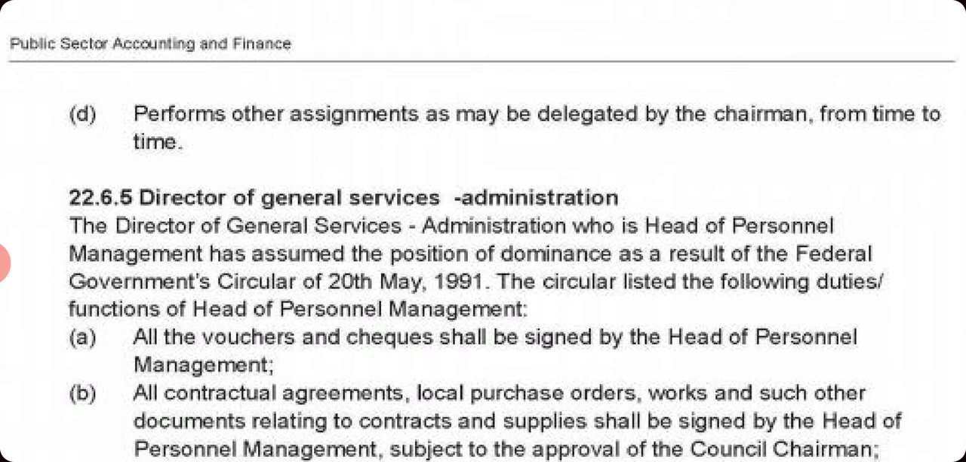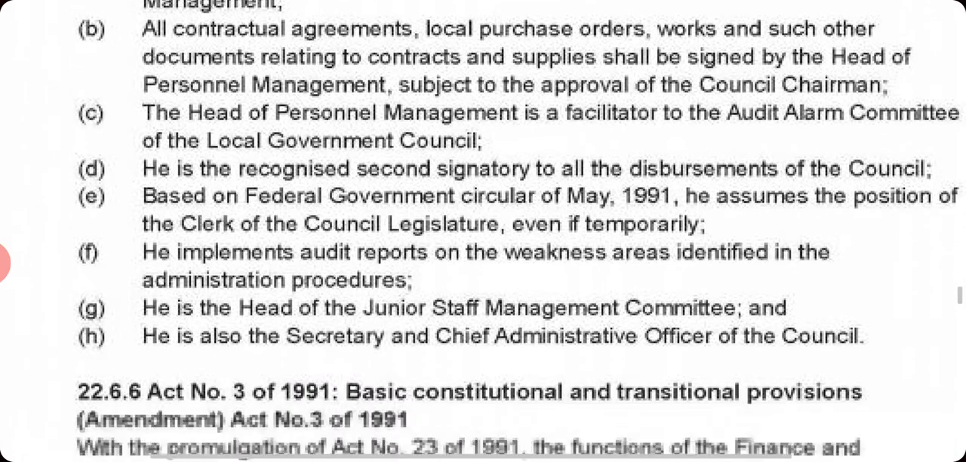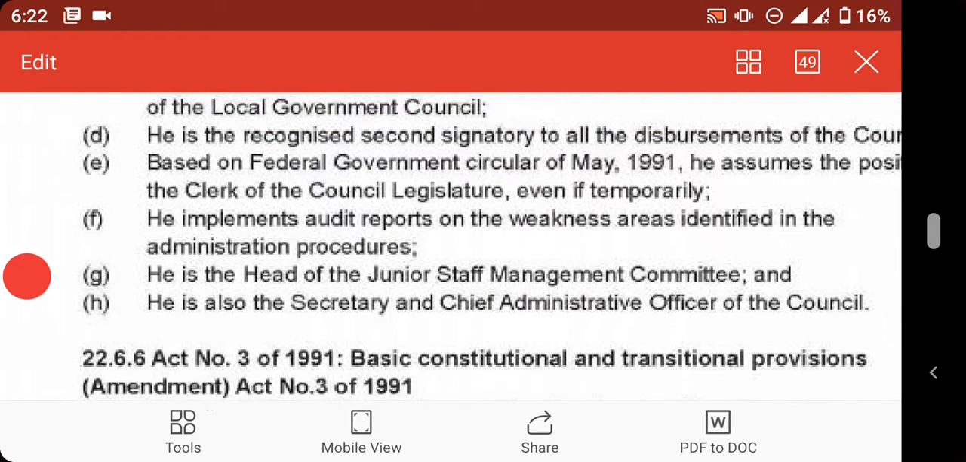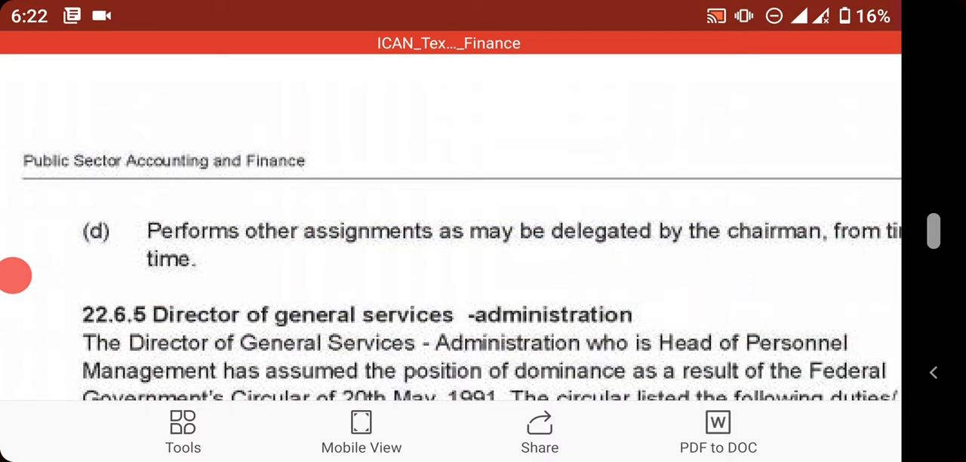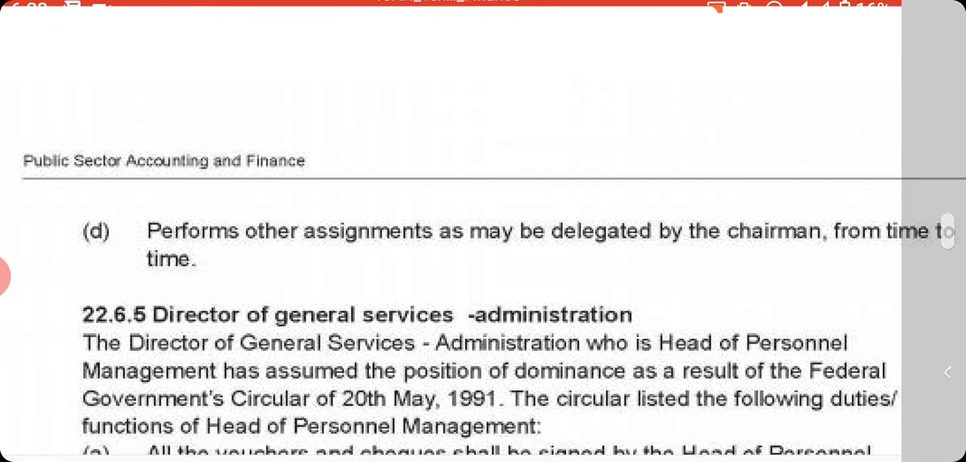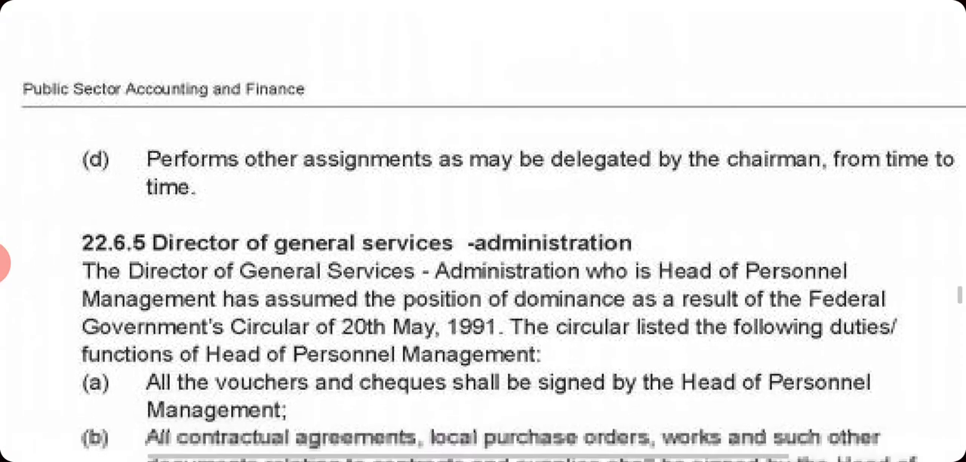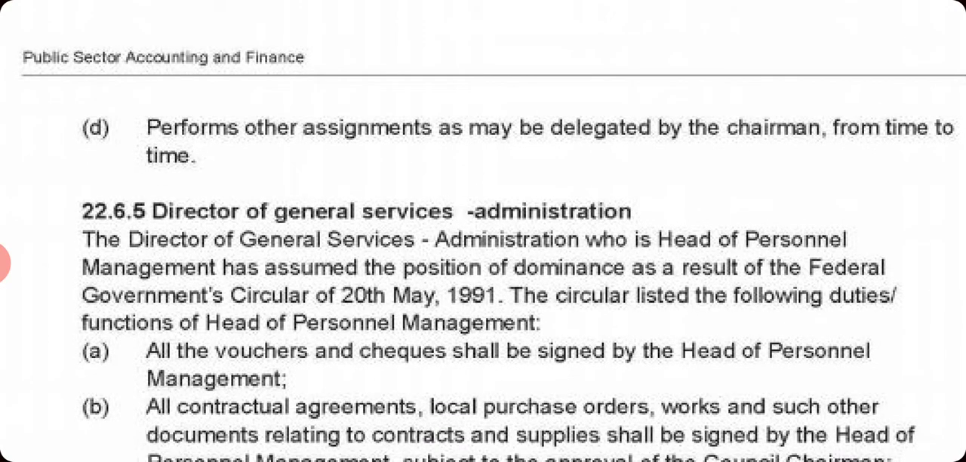So we have the director of general service administration. Although this was not there, I think this can be likened to the head of personnel management, which actually is much more responsible and is also a signatory to the account of the local government. So as much as the chairman signs for money to leave the local government, the head of personnel management must also sign before money can leave the local government area for anything as the case may be. So it's an important position in the local government council as the case may be.